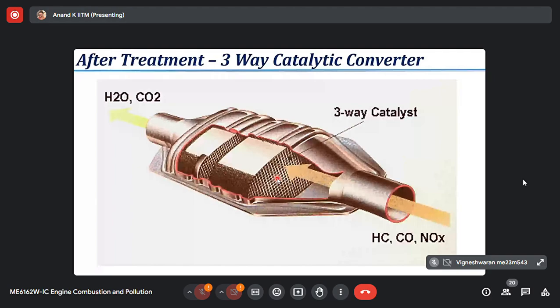So you have a metallic can and you have two beds here. This is a reduction bed wherein all the reduction reactions will happen. For nitric oxide, you have to reduce. So this reduction bed basically converts NO to N2. NO is reduced to N2.